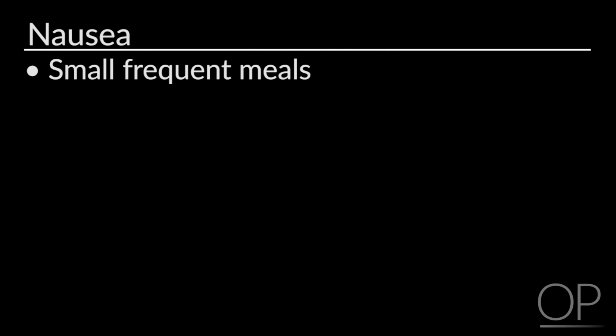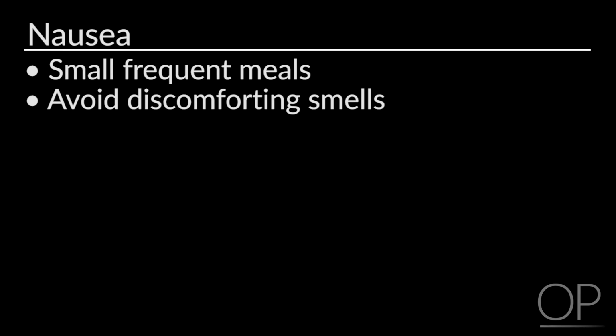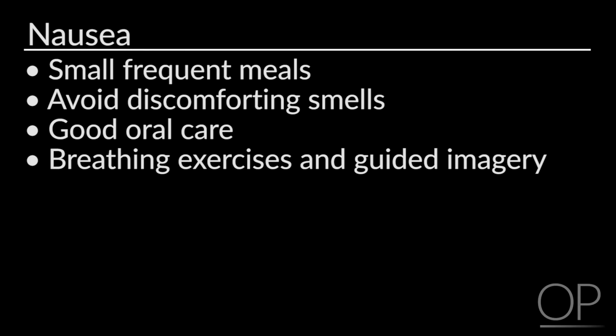Some of the things that we like to do are to use small, frequent meals to avoid over-distending the stomach, avoiding smells that are nauseating to the patient, keeping the mouth clean and moisturized, good oral care, and teaching the patient breathing exercises or guided imagery that may be able to take their mind off of the nausea, as well as using things like comforting smells or aromatherapy.